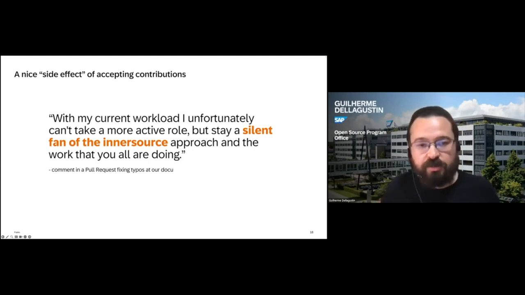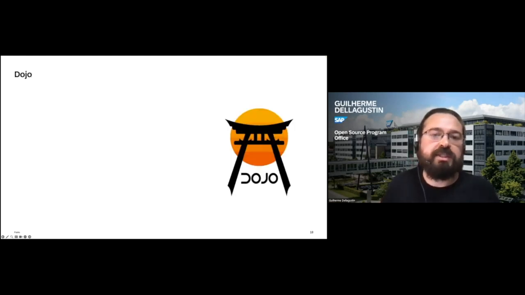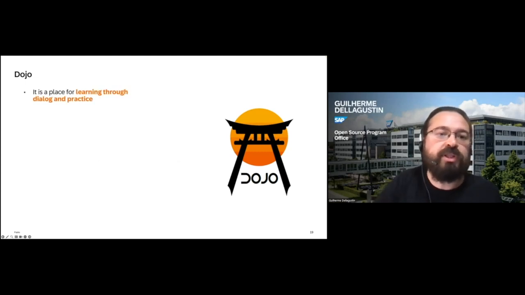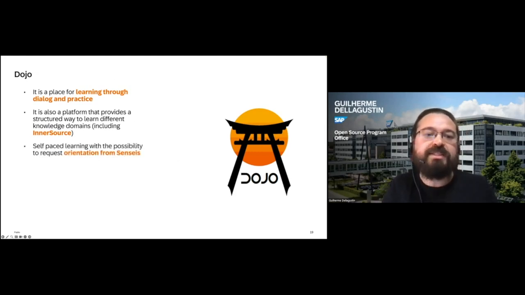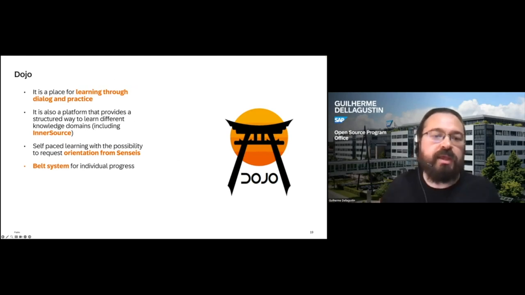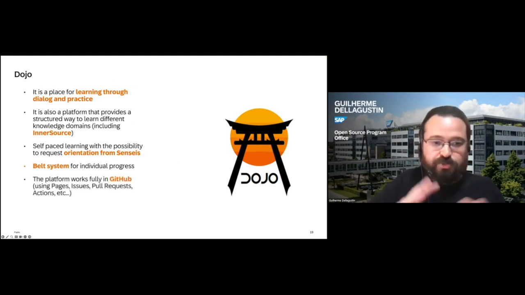Now, I mentioned the dojo before. Let's jump into that. What is the dojo? The dojo is a place for learning through dialogue and practice. It is also a platform that provides a structured way to learn different knowledge domains, including InnerSource. And it's composed of self-paced learnings for different domains, with the possibility to request orientation from senseis. You can feel here that the inspiration is, of course, coming from martial arts. It has a belt system that individuals can use to track their own progress and also feel rewarded when they learn something new. The platform works fully on GitHub, so we use GitHub Pages, issues, pull requests, and actions for all the automation we need and all the content that we need to present.